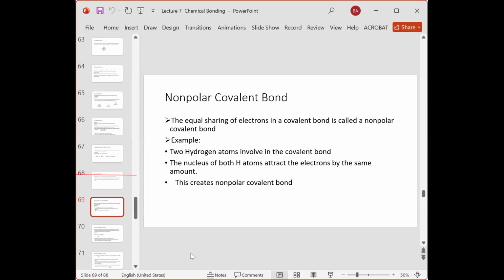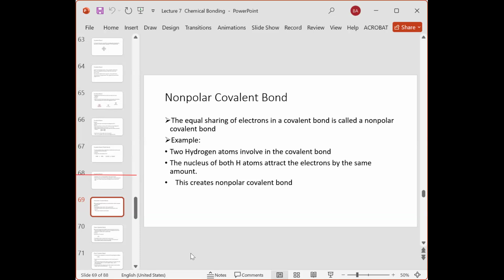When it's polar, that means one is pulling more. So this is the equal sharing. The equal sharing is non-polar. The one that pulls more is polar, right? Let's keep it this way. The one that pulls more to himself is polar. The one that shares equally is non-polar.